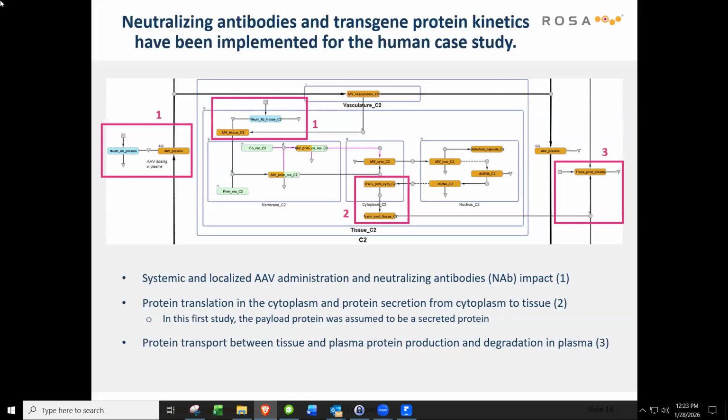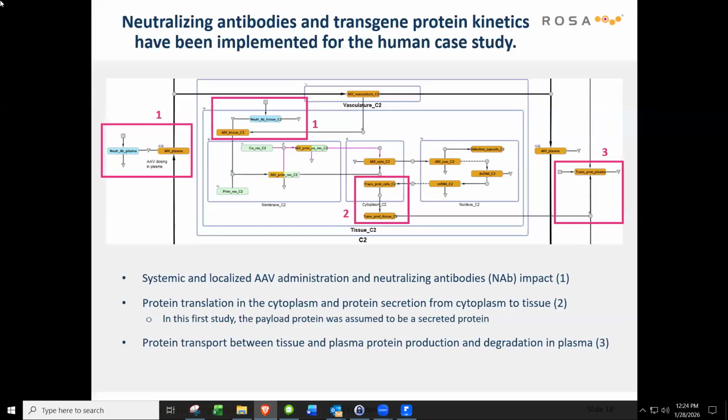Now, on the left, we can see, as I mentioned, neutralizing antibodies. On the very left, the first rectangle, we have what happens in plasma. We have neutralizing antibodies, but also the dosing, the systemic administration. The other rectangle on the right, with the 1, is local administration and neutralizing antibodies acting locally. Then the pink square in the center, with the number 2, represents the protein translation in the cytoplasm and protein secretion from cytoplasm to tissue.